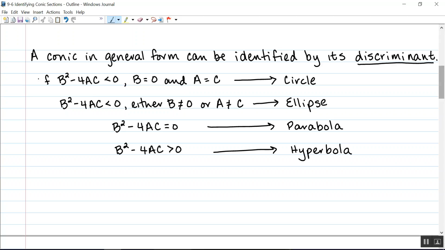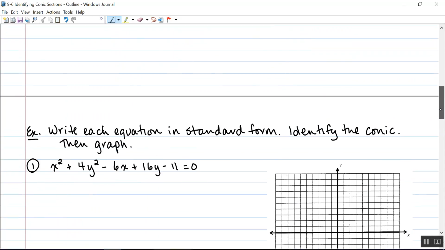If, I think I meant to put an if there, b squared minus 4ac is less than 0, and b is equal to 0 and a is equal to c, then it's a circle. If b squared minus 4ac is less than 0, and either b is not equal to 0 or a is not equal to c, then it's an ellipse. If b squared minus 4ac equals 0, it's a parabola, and if b squared minus 4ac is greater than 0, it's a hyperbola. So let's take a look at a couple examples here.